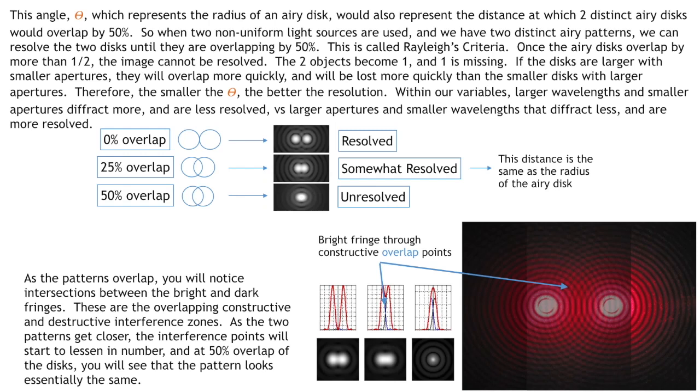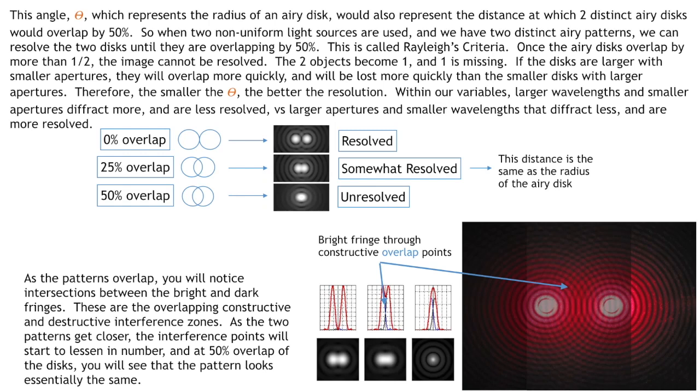If the disks are larger with smaller apertures, they will overlap more quickly and will be lost more quickly than the smaller disks with larger apertures. So therefore, the smaller angle, or the smaller theta, the better the resolution. You can pinpoint them as two distinct units for longer. So within our variables, larger wavelengths and smaller apertures diffract more and are less resolved versus larger apertures and smaller wavelengths that diffract less and are more resolved.